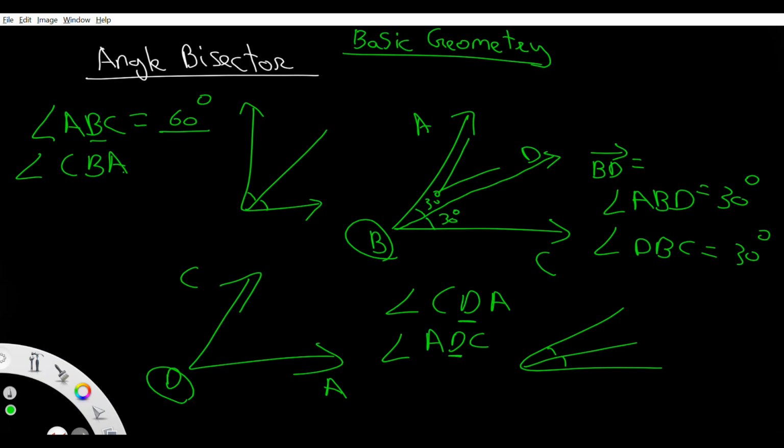And if you have a straight angle, an angle bisector would divide it into 90 degrees. This is also perpendicular, which we will be going through later in the video.